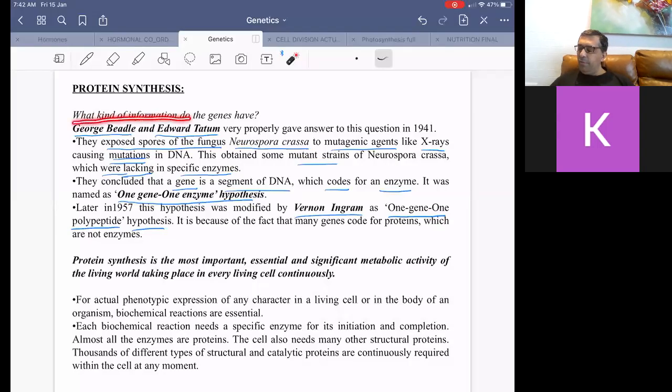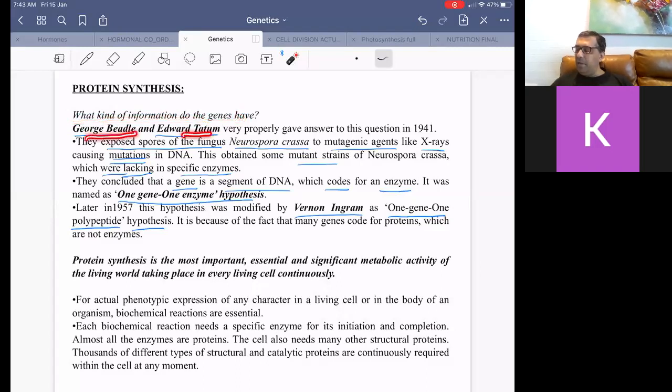We have understood the lac operon, and now we go into the basis of the genetic code, everything about protein synthesis and how the rules of protein synthesis are laid out. Let's understand the concept of protein synthesis, the logics behind it. What kind of information do genes have? Genes में क्या information होता है?